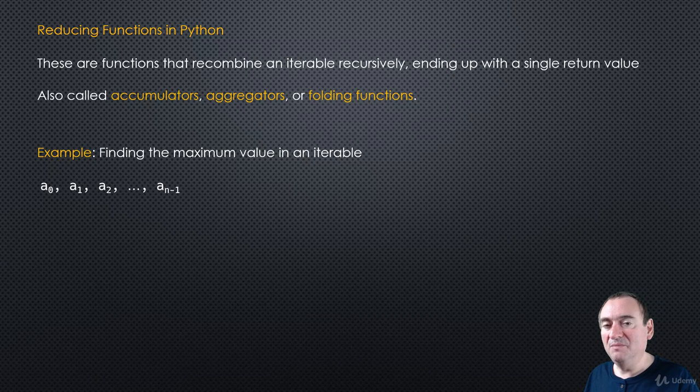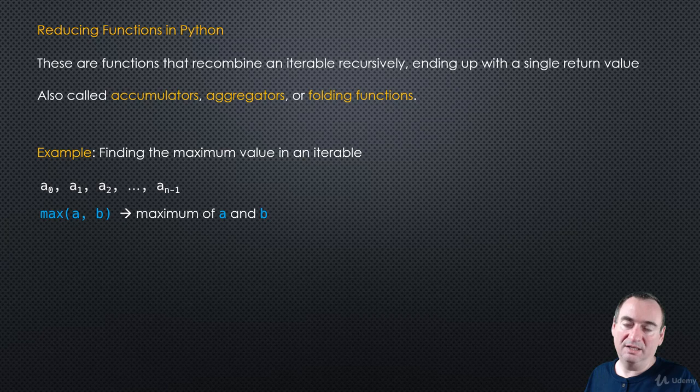How might we find the maximum in a sequence? So our sequence, let's say we have n values from a0 to an minus 1. Here I'm indexing, which is why I'm calling this a sequence, not just an iterable. There's a notion of order in this, so we can take elements out. We can talk about the first element, the second element, and so on.